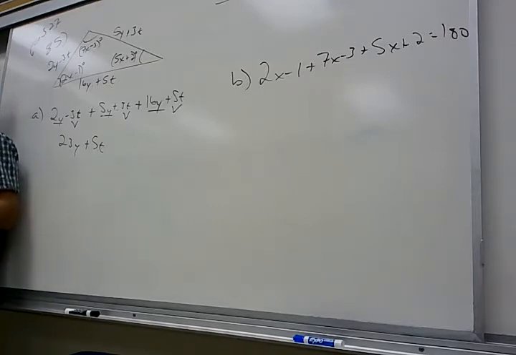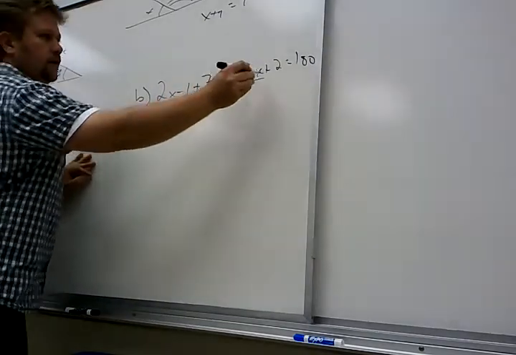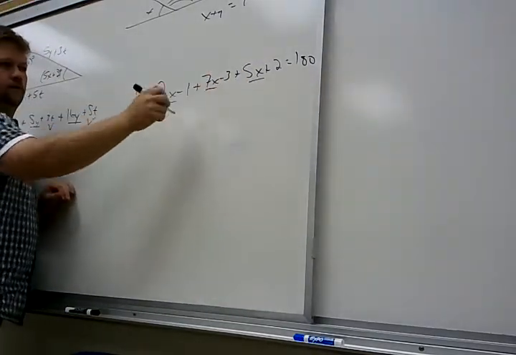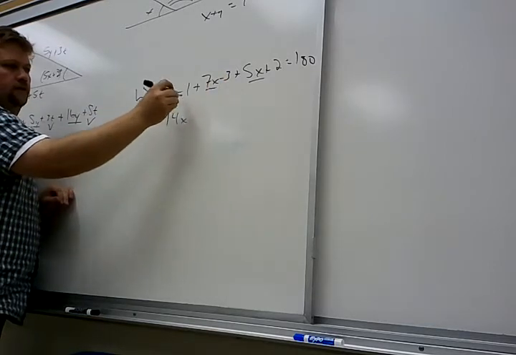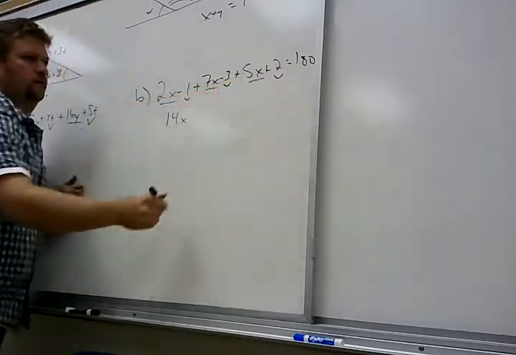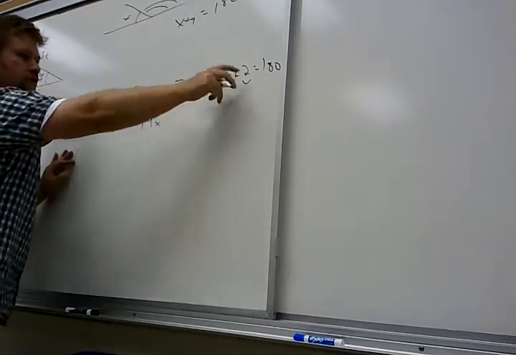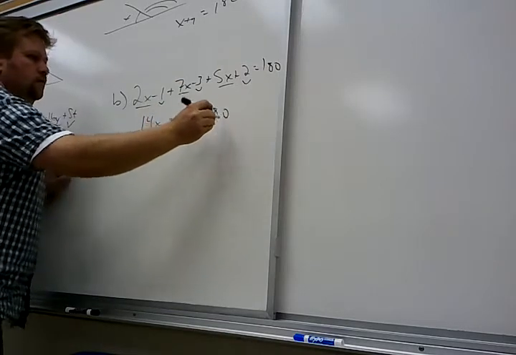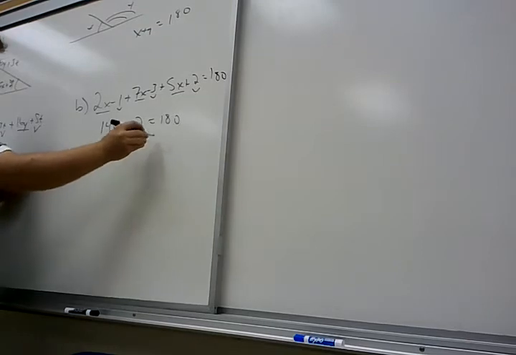We've already done like terms before. We just never called them polynomials before. So 2x, I like it. So I get 9x plus 5 is 14x's. Minus 4 plus 2 is negative 2. Add 2. So this is nice.